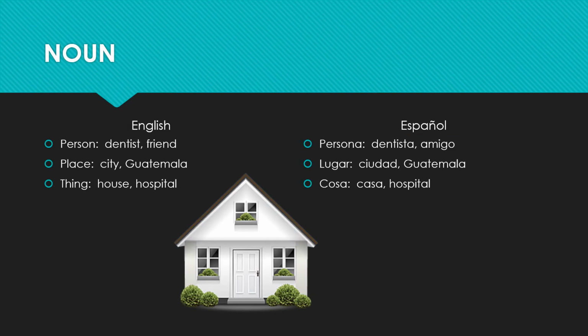So in English, we have a couple nouns here on the left. If it's a person, it could be a dentist, it could be a friend. A place could be a city or Guatemala, and a thing could be a physical thing, a house or a hospital. En español, lo mismo, persona, dentista, amigo. Si es un lugar, ciudad, Guatemala. Y si es una cosa, casa o hospital. Those are just some examples.